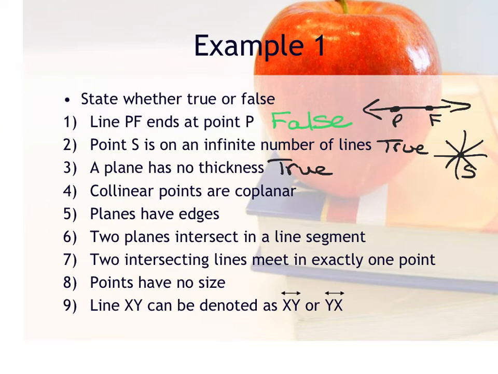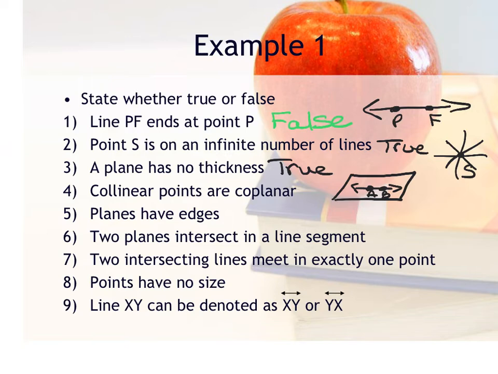Collinear points are coplanar. This one's true, but if we say it the other way around, coplanar points are collinear, then it's false. So let me draw a picture for you guys. Let's say I draw my plane, and if I draw some collinear points, so if I draw a line here, I have AB. If that line is in that plane, then those points are coplanar. However, the reverse would not be true.